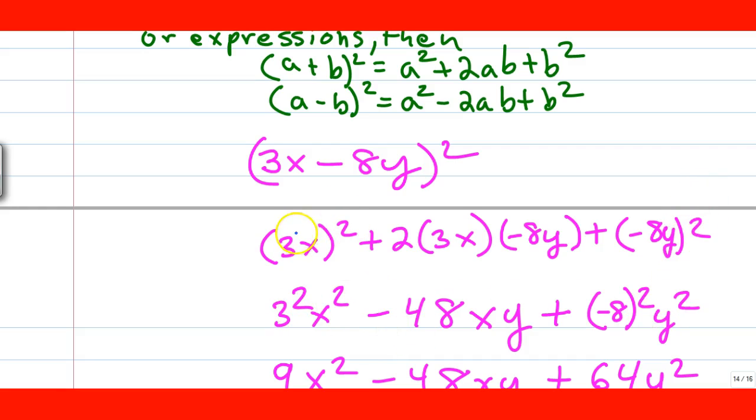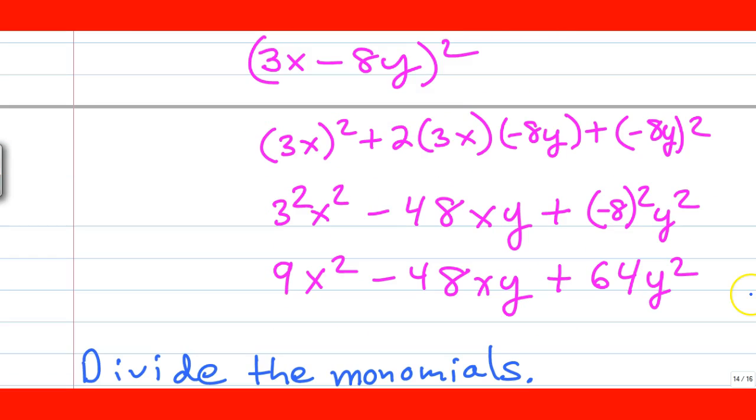I bring the 2 in on the 3 and the x, so I end up with a 3 to the second power, x to the second power. When completed, that creates a 9x to the second power. Then I'm going to take the 2 times the 3 times the negative 8, which makes a negative 48, and combine the x and y behind it. So I get a negative 48xy. Lastly, I'm going to pull that 2 in on the negative 8 and in on the y. So I end up with a negative 8 times a negative 8 to create a positive 64 y squared.